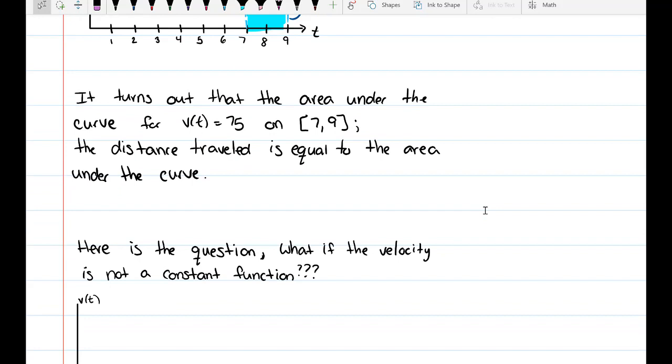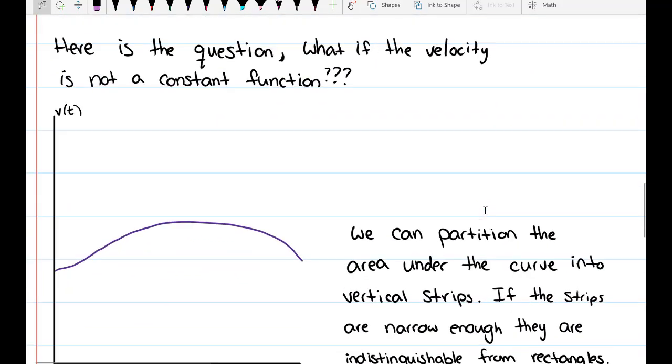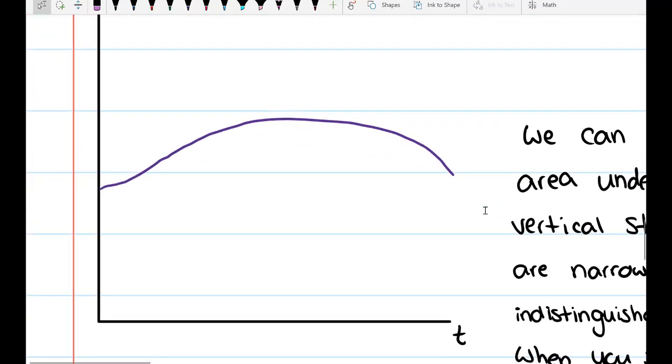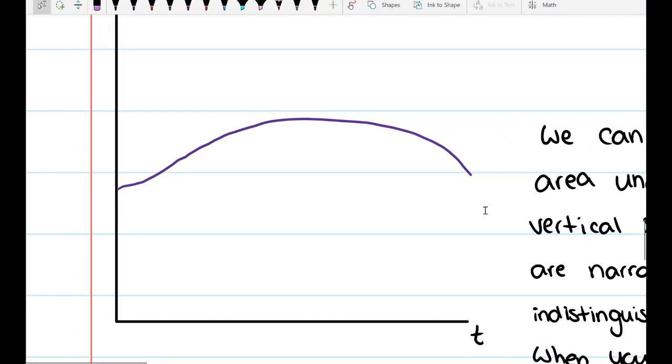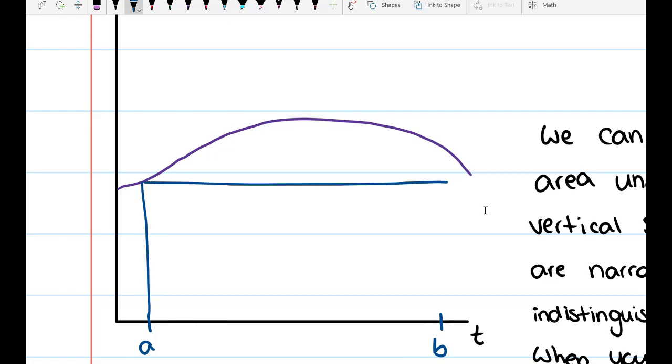Now here comes the question. What if velocity is not a constant function? What if we have something that looks like this? Well, the problem is here, if we were to, say, travel from A to B, this rectangle does not represent all the area under the curve.